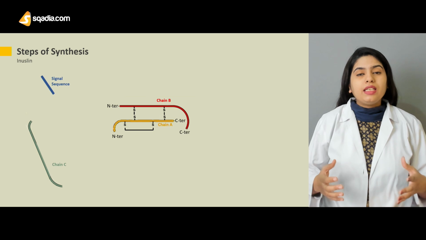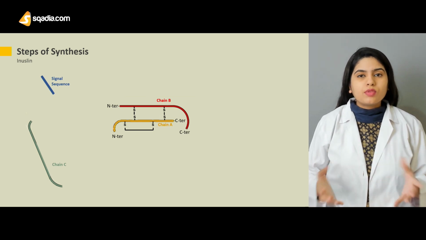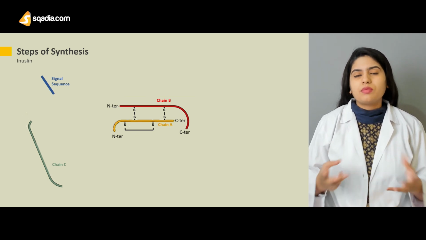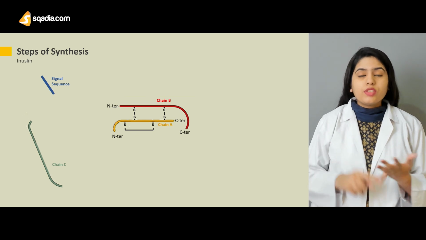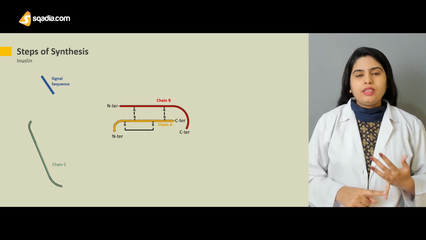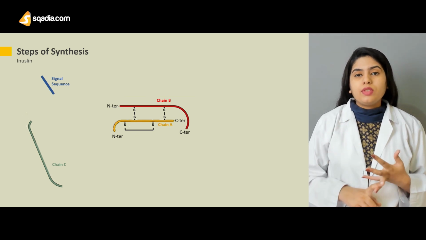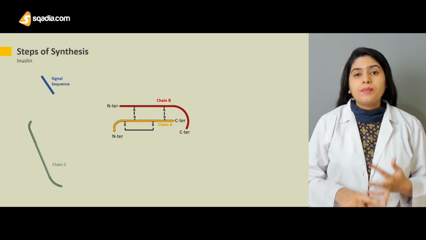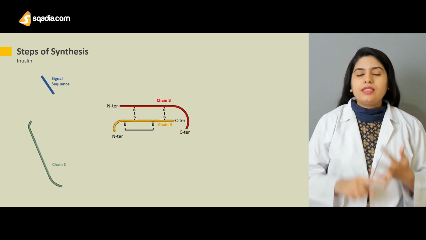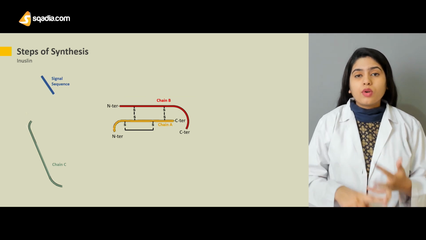So basically, how many steps of the synthesis of insulin are there? There are three steps of synthesis of insulin. First one, the preproinsulin that is synthesized from the ribosome. Then there is the proinsulin that is present inside the lumen of the endoplasmic reticulum, where the signal sequence is separated and the bonds are formed.